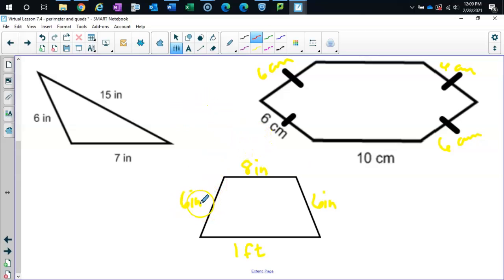Look, this side is 6 inches, this side is 8 inches, this side is 6 inches, and then this one is 1 foot. Guys, you cannot find perimeter if the units are not all the same. Well, we know that 1 foot is 12 inches. And if you do not know that, you need to refer to Gallon Man. Okay, remember I gave you that? It's also in your Google Classroom. Okay, I'll show you that right now.